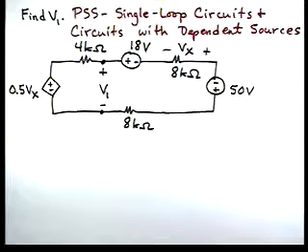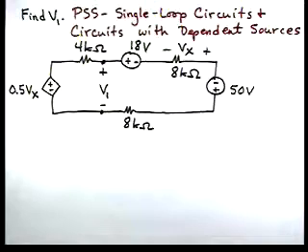Okay, the assignment for this problem is to find the voltage V1 as shown on the diagram. This is a single loop circuit containing a dependent voltage source, so we're going to utilize the problem solving strategies entitled single loop circuits and circuits with dependent sources.